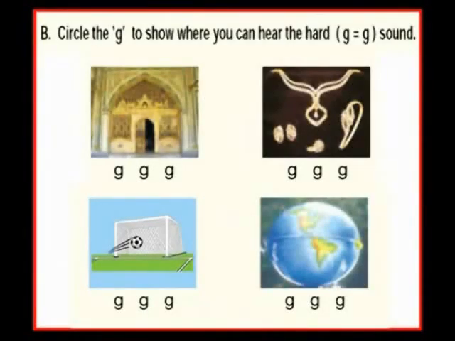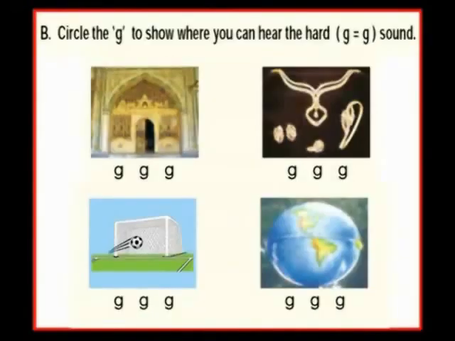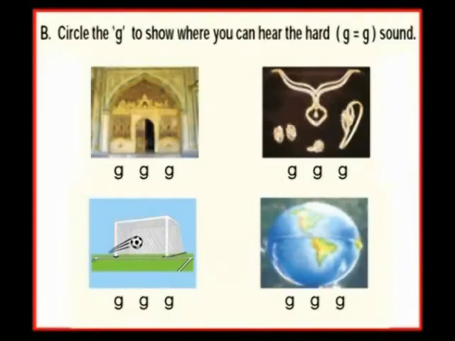Task B. Listen to the words. Circle the letters to show where you hear the sound of the hard G. Gate. Gold. Game.